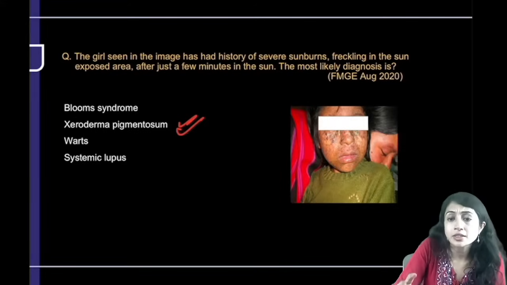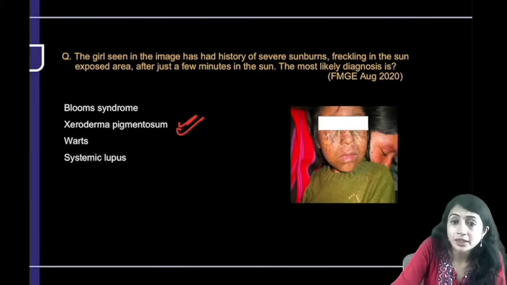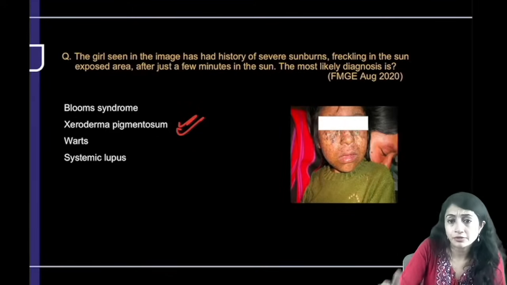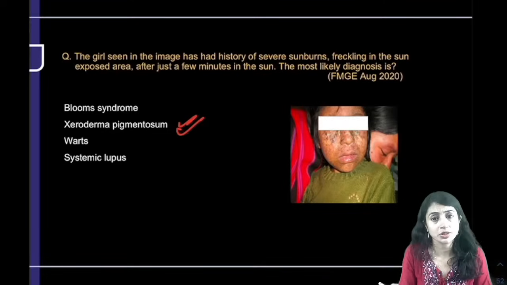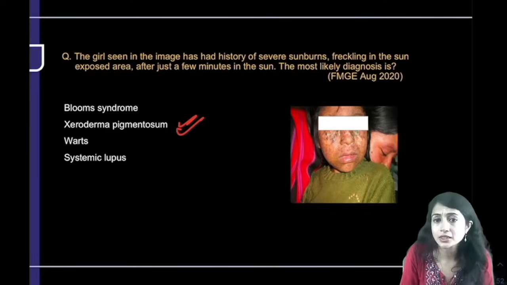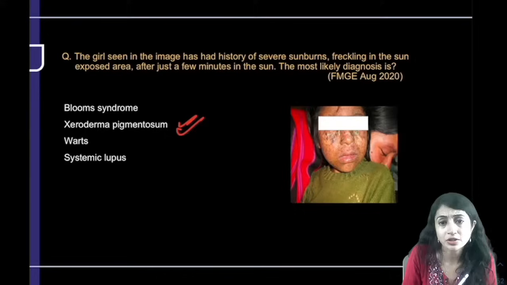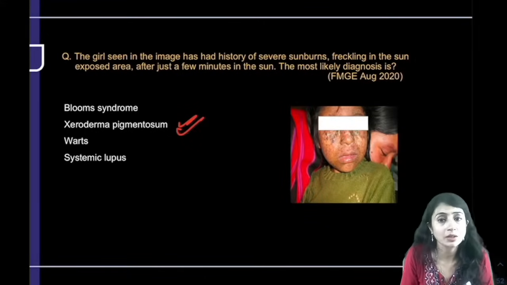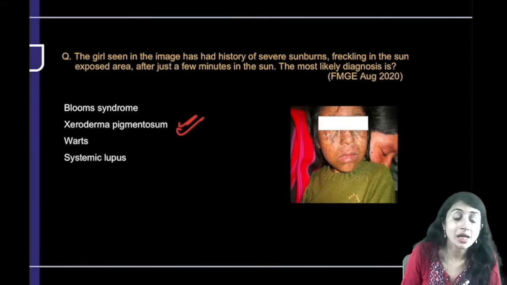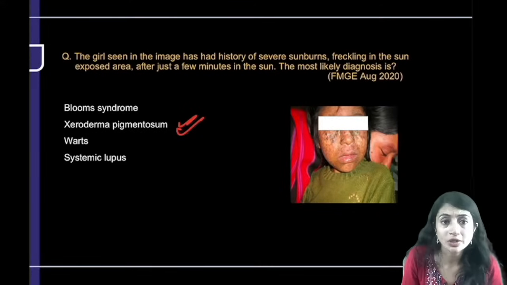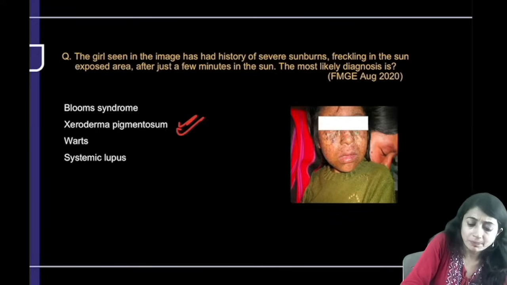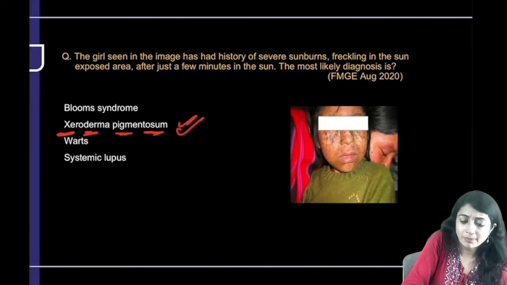Xeroderma pigmentosa is a disorder of DNA repair defect, and because of that, the patient, when they go out in the sun, their DNA is damaged, but it cannot be repaired, and so all the manifestations happen. So they are very sensitive to sun. They will not open their eyes. They will have freckling. They will have telangiectasias. They will have sunburns, and they are very prone to malignancies, and they also have lot of ocular side effects. So xeroderma pigmentosa, dry skin which is pigmented.